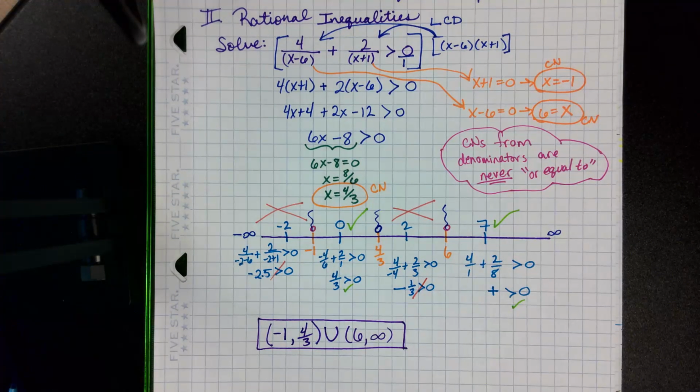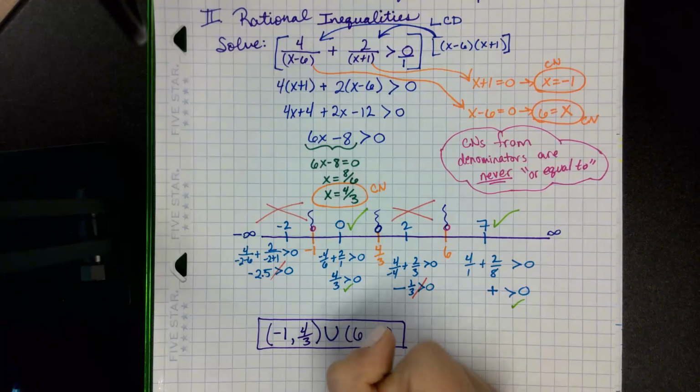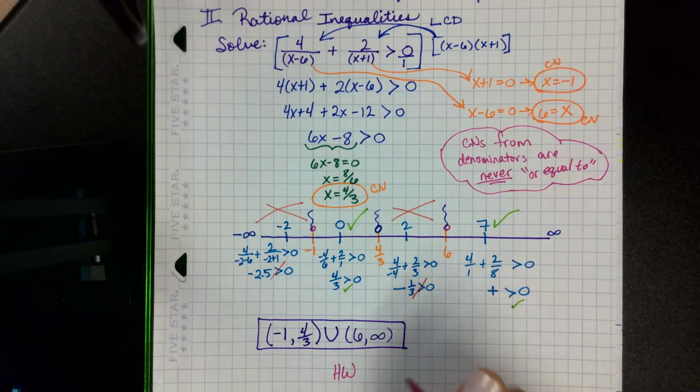So, for the section between 4/3 and 6, I used 1 as my substitute number, and I got a positive. But 1 is not bigger than 4/3. So you do have to be very careful about the values you choose. Okay. It's a good example of that.